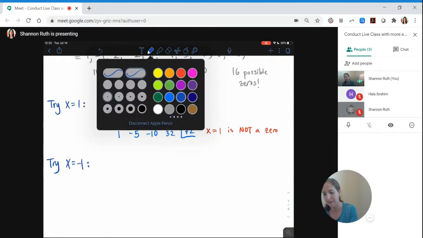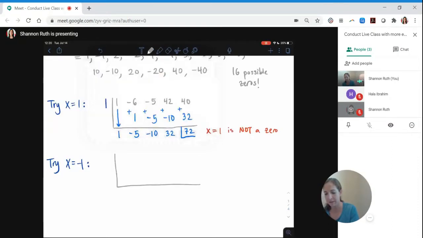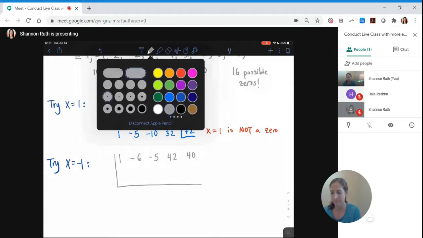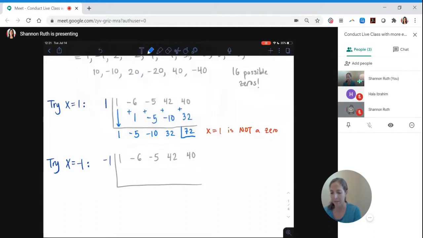So again, I'll set up the synthetic division. Same placeholders of 1, -6, -5, 42, and 40. This time I'll use our -1, and we'll walk through that process of dropping, multiplying, adding, multiplying, adding, multiplying, adding, multiplying, and one last addition this time gives us a remainder of 0.